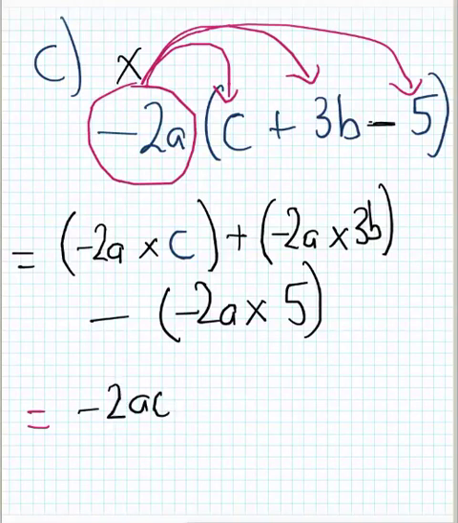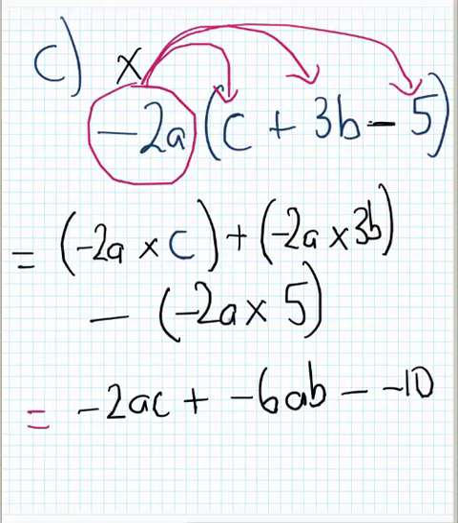Nothing else can change. We've got a plus here, so a plus. Inside these brackets, we have a minus 2A times a 3B. Take care of our numbers first. Minus 2 times 3, that gives us a minus 6. And the A and the B just come together. Okay? And now we've got our minus. So minus. And then inside these brackets, we have a minus 2 times 5. And minus 2 times 5 is a minus 10. And don't forget that A is sitting there.